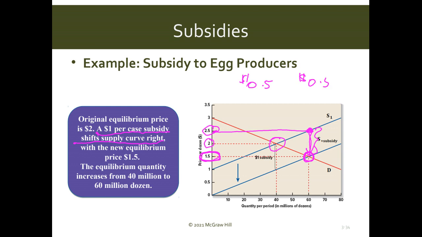So consumers are paying 50 cents less. So they are benefiting by this 50 cents. Producers are now receiving 50 cents more. Instead of 2, now they are receiving 2.5. So both producers and consumers, both buyers and sellers, are sharing this benefit of $1 from the government. Although the subsidy is given to the producer, consumers or buyers also benefit from this subsidy.